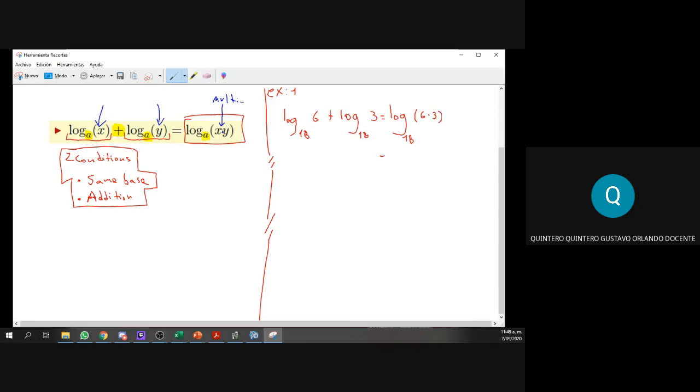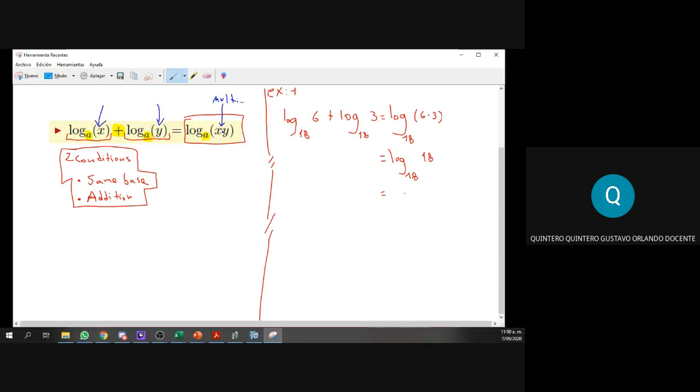There it is. The result will be logarithm base 18 of 18. And now we know the answer to this. How much is this, guys? To what value do I elevate the 18 so that the result is 18? Everybody in the chat, tell me right now. How much is this? Everybody. All right. Beautiful. Thank you, guys.